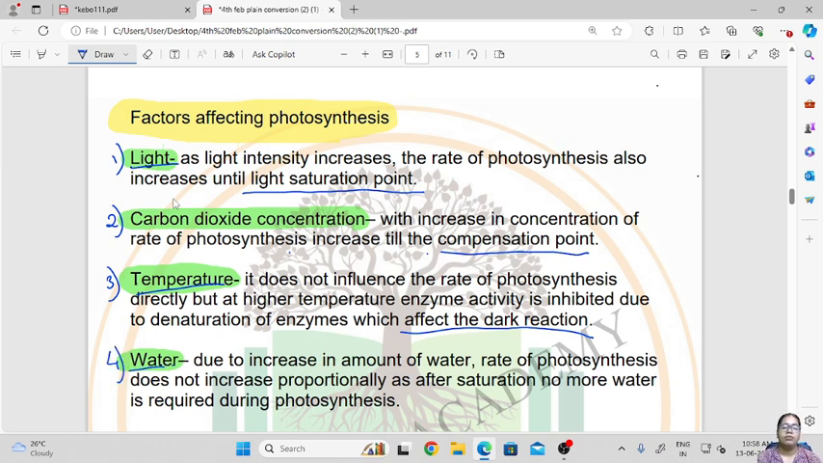Then the fourth factor is water. Due to an increase in the amount of water, the rate of photosynthesis does not increase proportionally, as after saturation no more water is required during photosynthesis. So basically water is not that effective a factor in the process of photosynthesis, because an increase in water level will not increase the photosynthesis process, because at the point of saturation no more water is required for the process of photosynthesis.